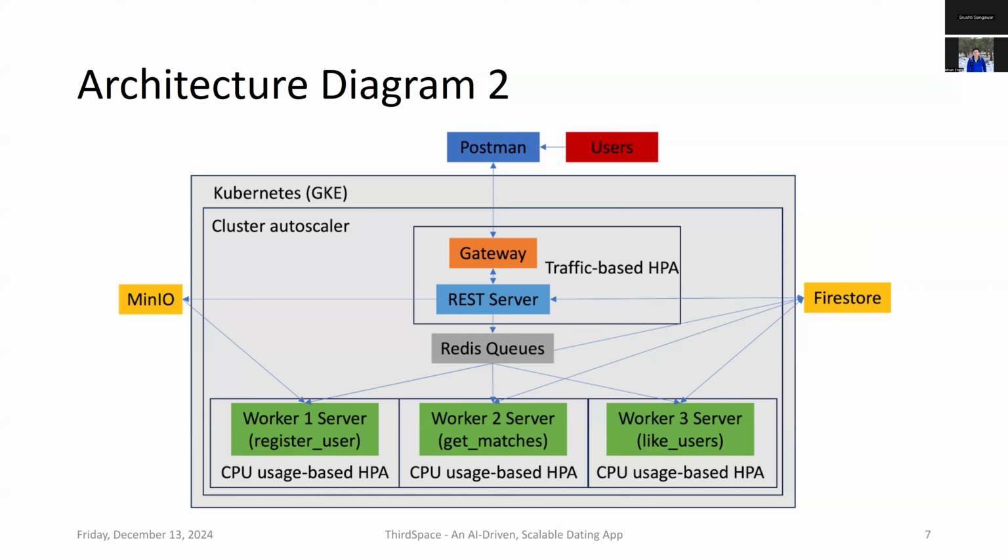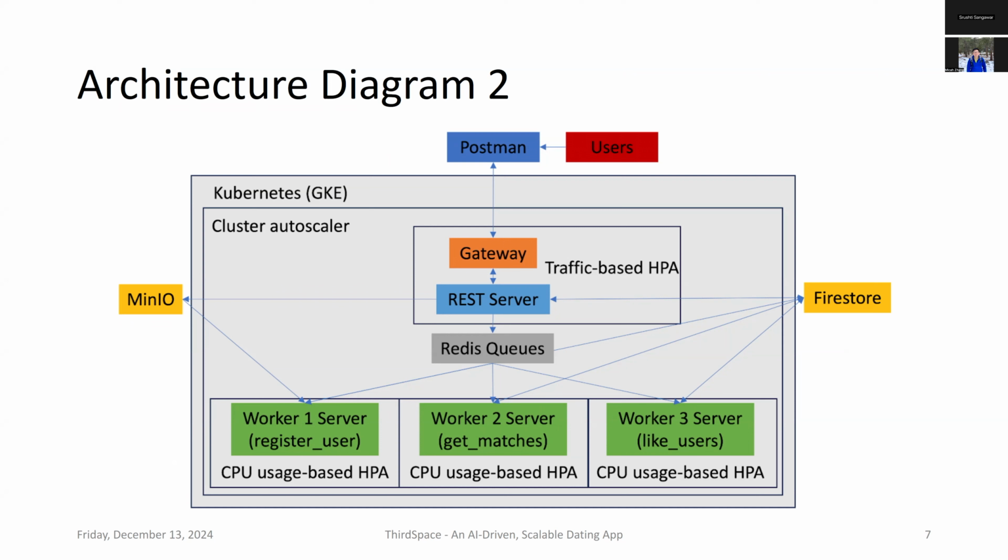The register user worker server, the get matches worker server, and the like users worker server. Each of these worker servers has its own CPU usage based horizontal pod autoscaler. And the entire Kubernetes cluster uses a cluster autoscaler. So combining the pod autoscaler and the cluster autoscaler, you have end-to-end scalability.